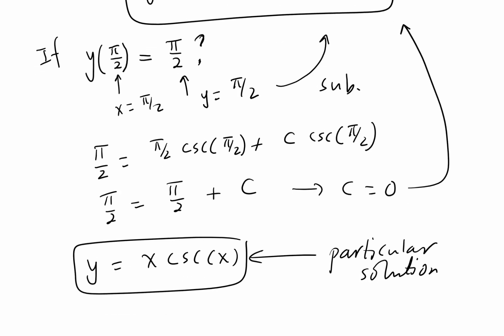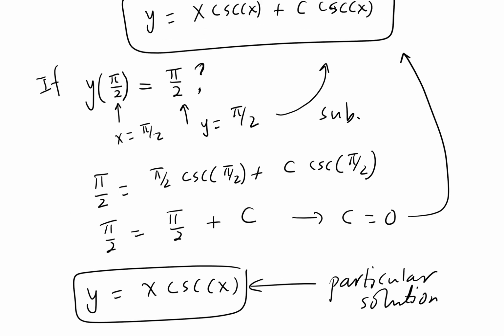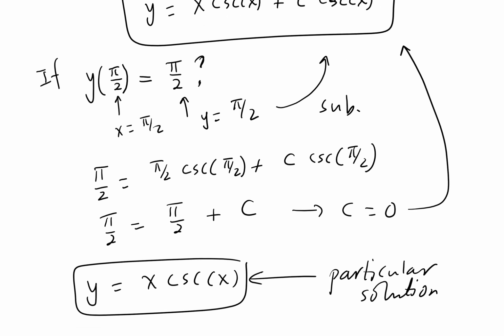Any questions about this? So this one that I wrote there, y of pi over 2 equals pi over 2, is called the initial condition. And it should be given to you if they want you to find a particular solution. If not, whatever we got earlier, the one in the box, that's called the general solution for that given differential equation.